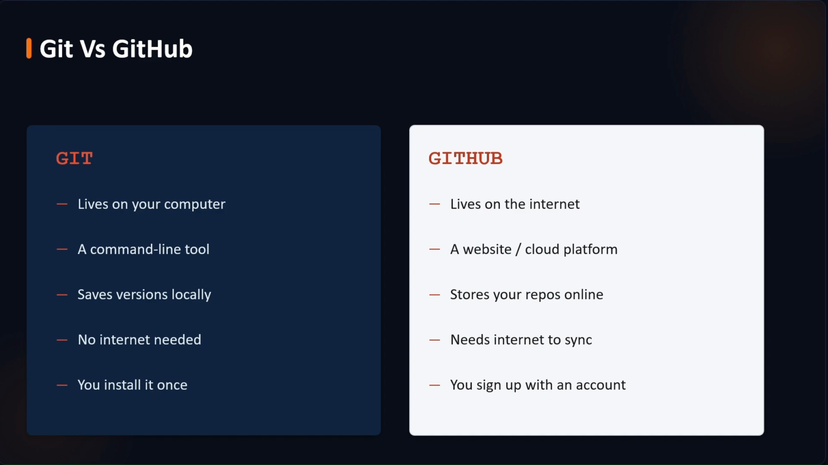For example, think of your project as a document. Git helps you save and manage different versions of that particular document on your computer only, while GitHub helps you store that document online, so that you can access it from anywhere and share it with others. In simple words, Git is a tool that manages changes, and GitHub is the place where we store and share our project online.